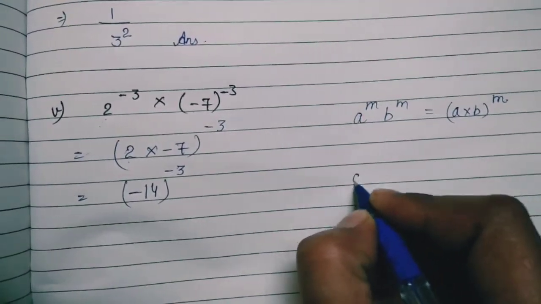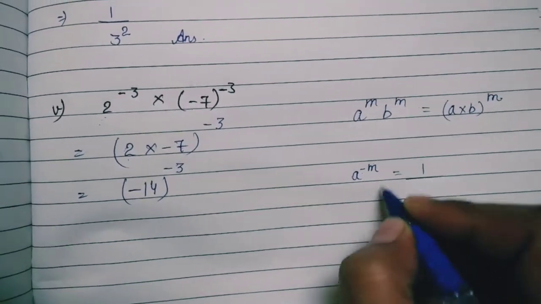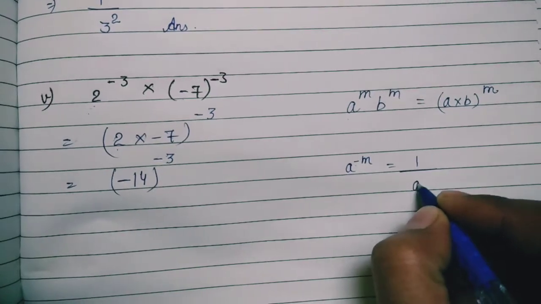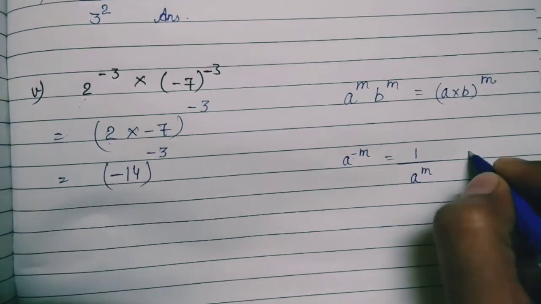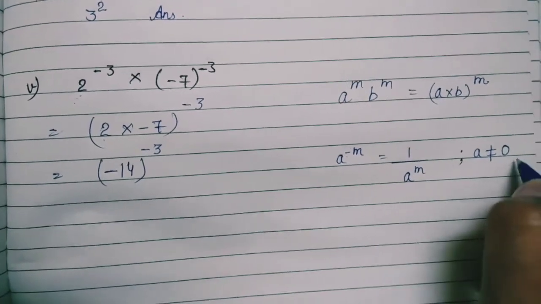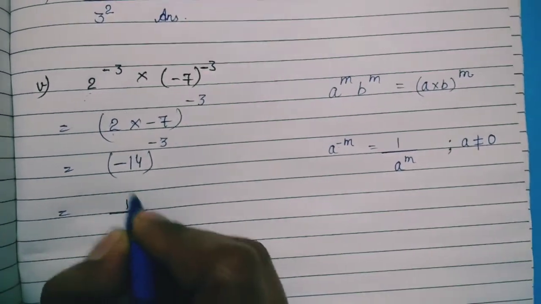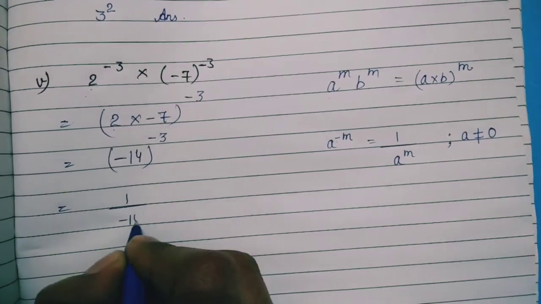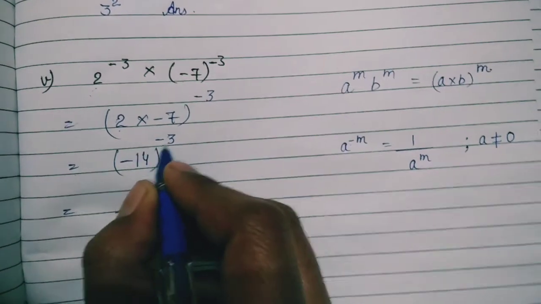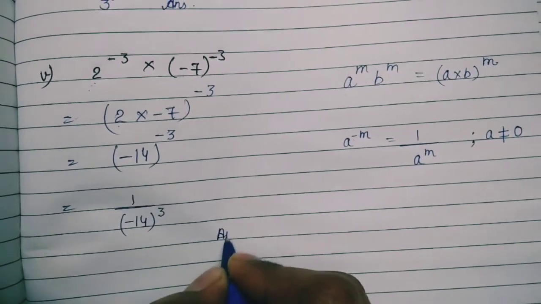Now here we will apply the identity: a raised to the power minus m comes in the denominator with positive exponent, where a is never 0. So this minus 14 will come in the denominator having positive exponent. So this is the answer of the fifth one.